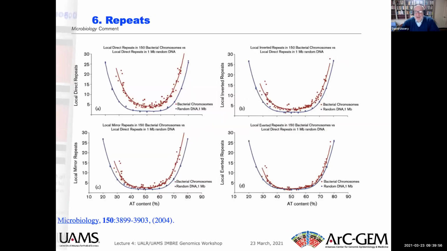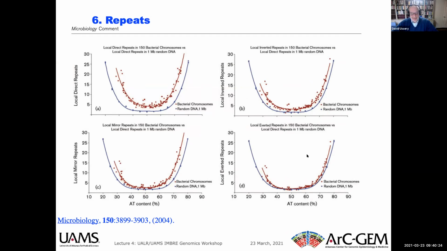You can also look at repeats, and there's different types of repeats. What we're looking at is what we call local repeats. So you take 100 base pair windows and you're looking within that 100 base pairs for repeats. And if it's 50% AT, you have a fairly low number of repeats. But as you go to more AT rich or GC rich, the repeats go up. You get this little smiley face.